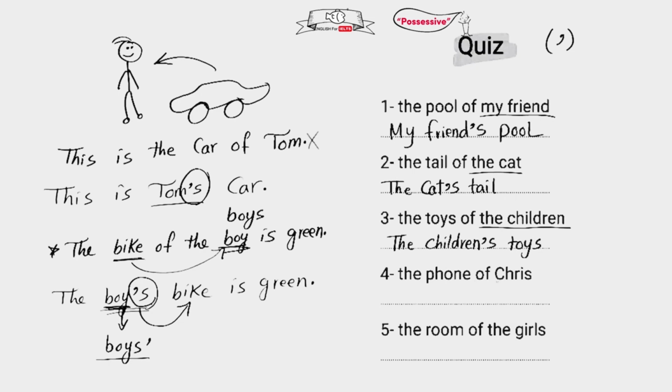Clear? Look here. The phone of Chris. Here Chris ends in S. There's S at the end. So you can just add an apostrophe here. Chris' phone, with only an apostrophe without S at the end. The room of the girls, the same rule. The girls end in S. So we just add an apostrophe, the girls' room.